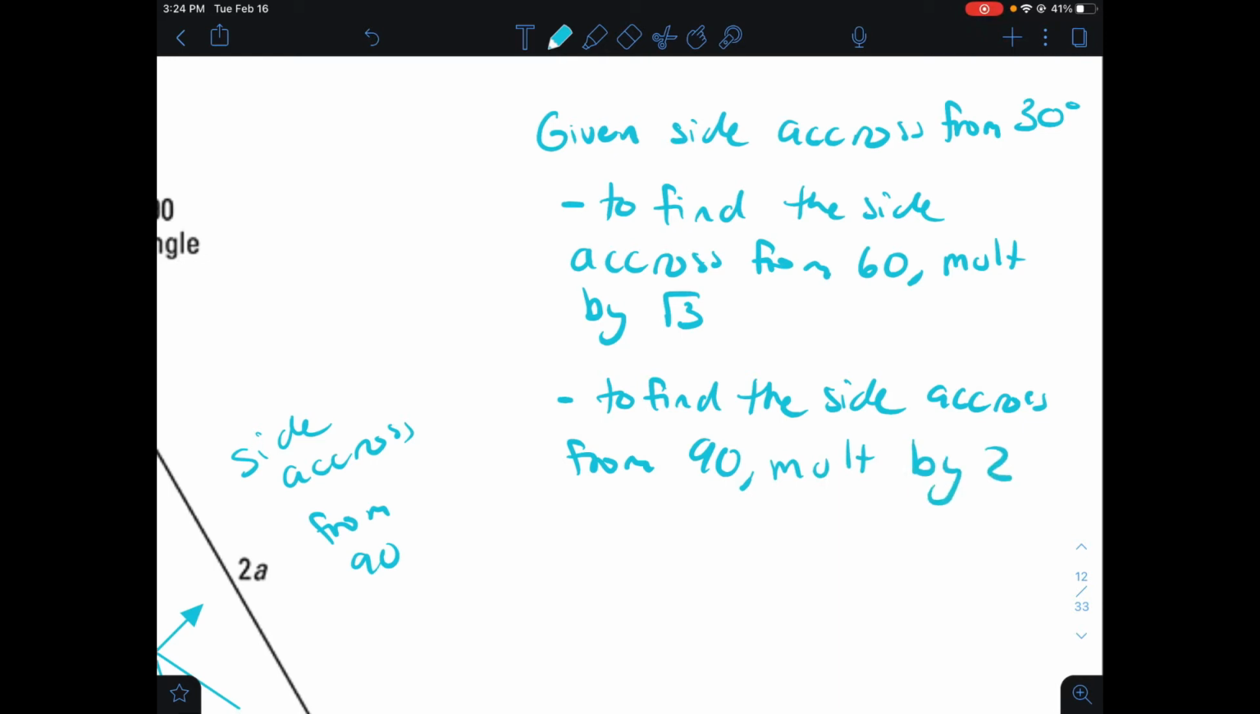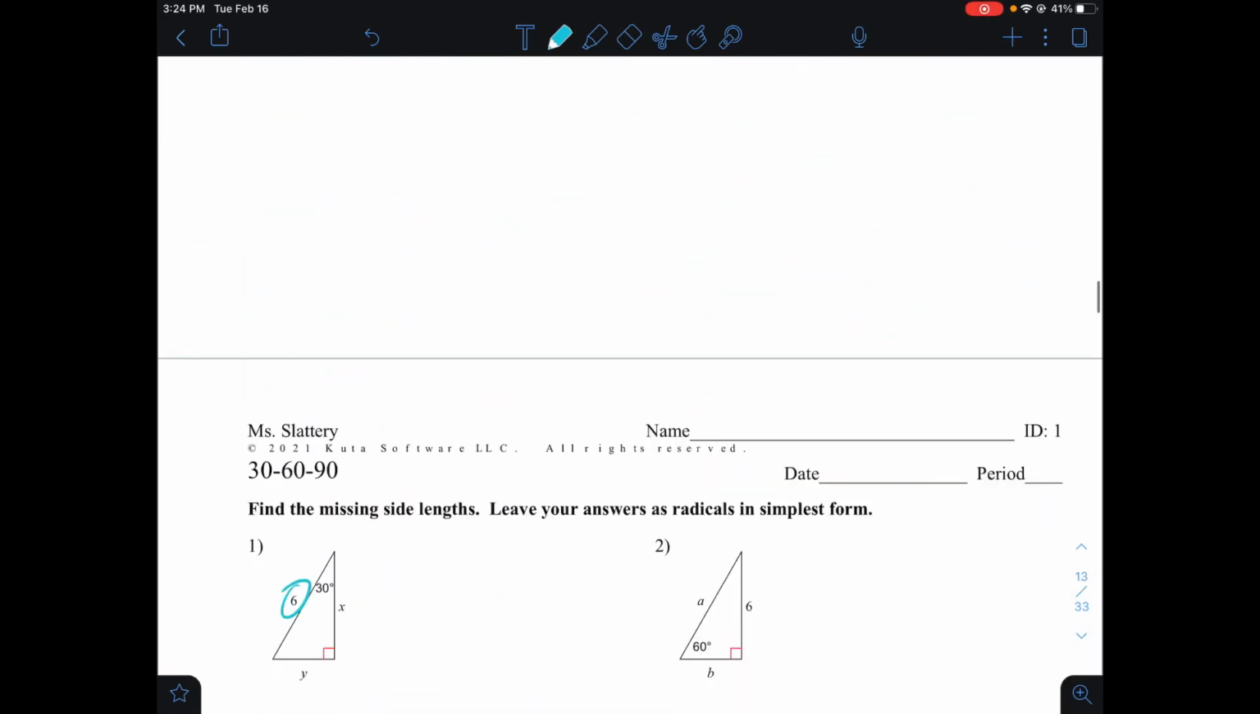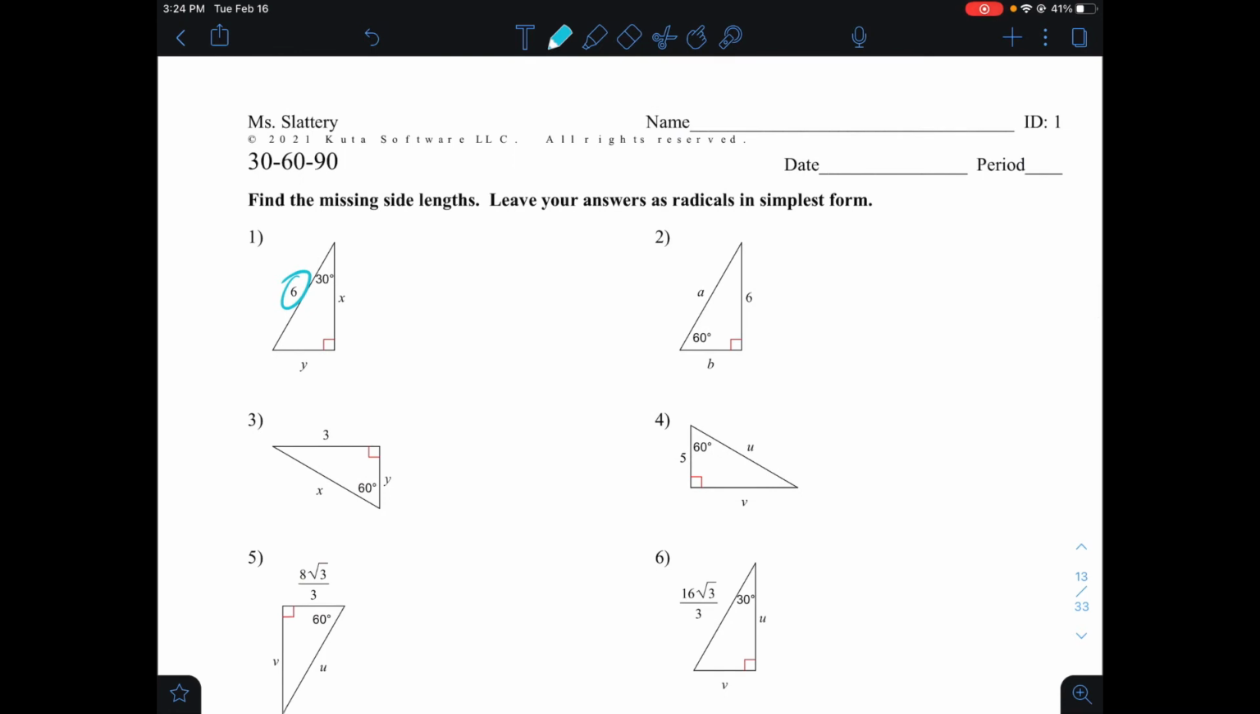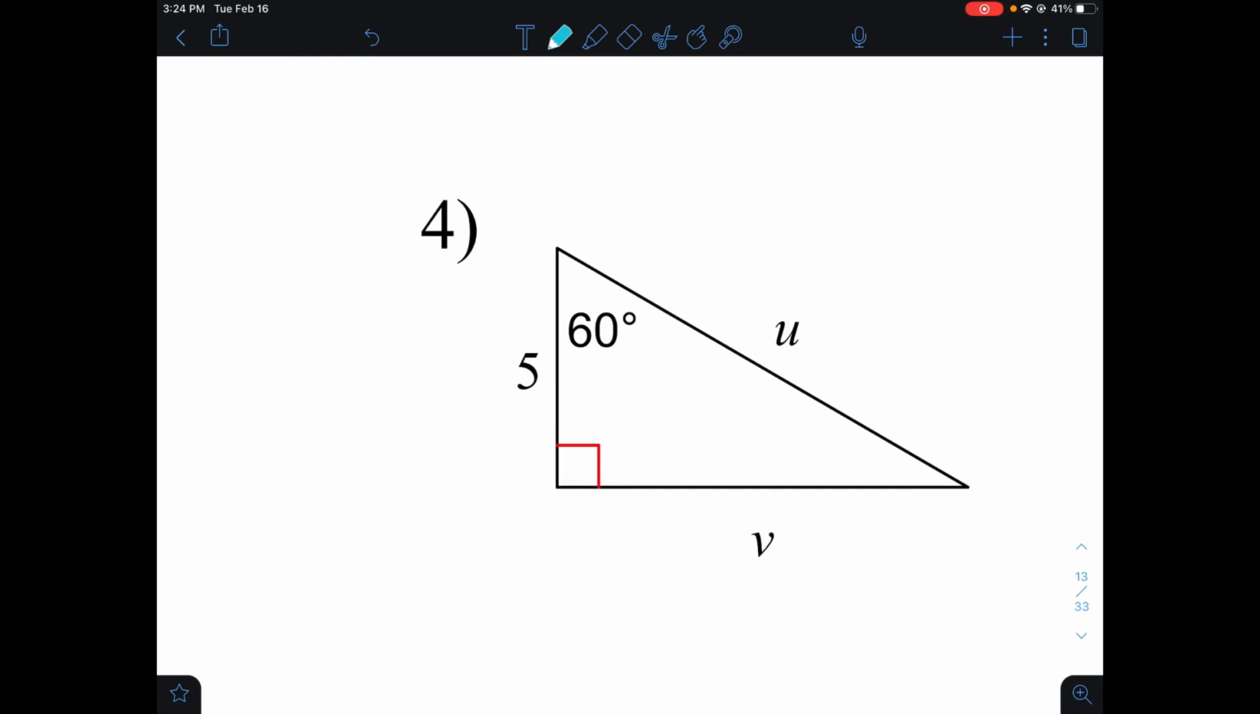So let's actually put this in action here. We'll do an example from the notes. Let's find an example where we are given the side across from 30. We'll do example 4 here. So this is our 30-degree angle, right? If this is our 90 and this is our 60, we're left with 30 over there. So we're given the side across from 30.